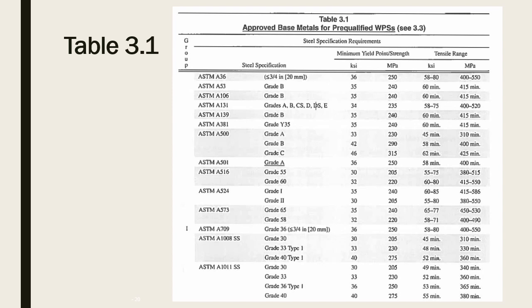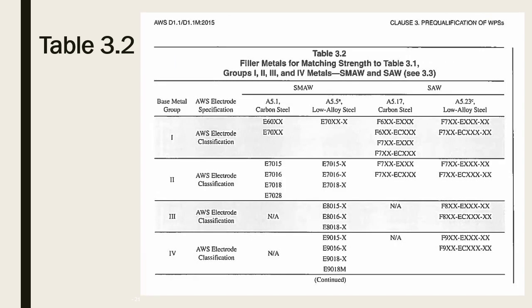If you're writing them, you need to realize this table exists, and if you're reviewing these procedures, you need to realize that this table exists. So Table 3.1 and 3.2 used to kind of be put together. Table 3.2 just tells you the filler metals for matching strengths. So if you're going to use a Group 1 steel, these are the filler materials that you can use. I didn't capture all of the table because it's a couple, three pages long. But anyways, the materials are listed here, what you can use and what you can't for pre-qualified weld procedures.